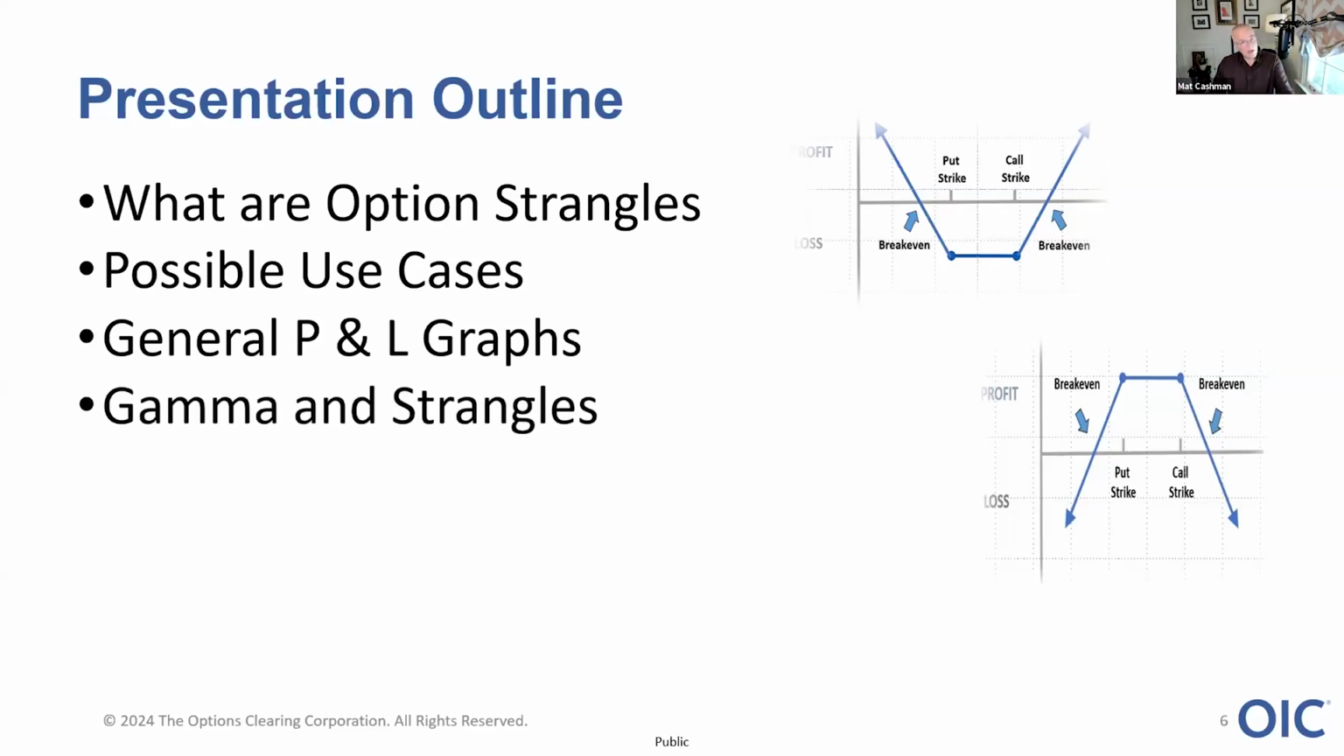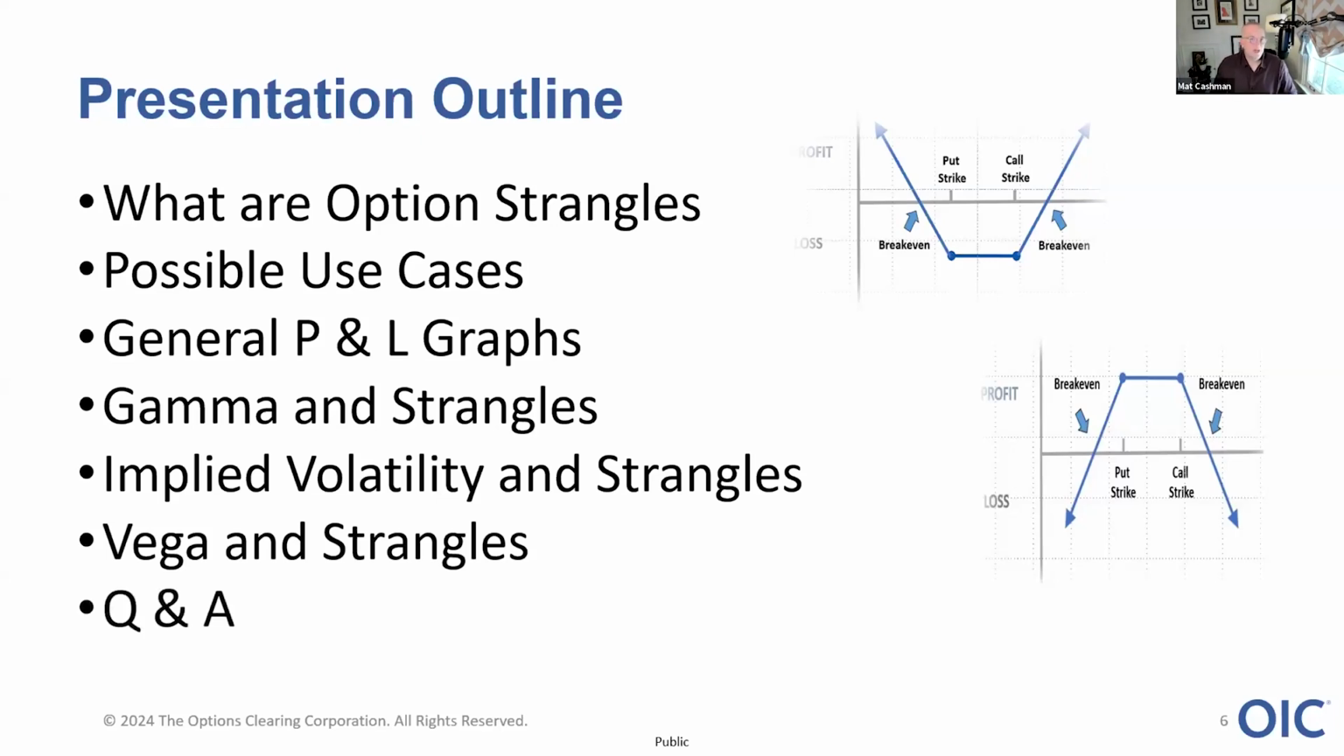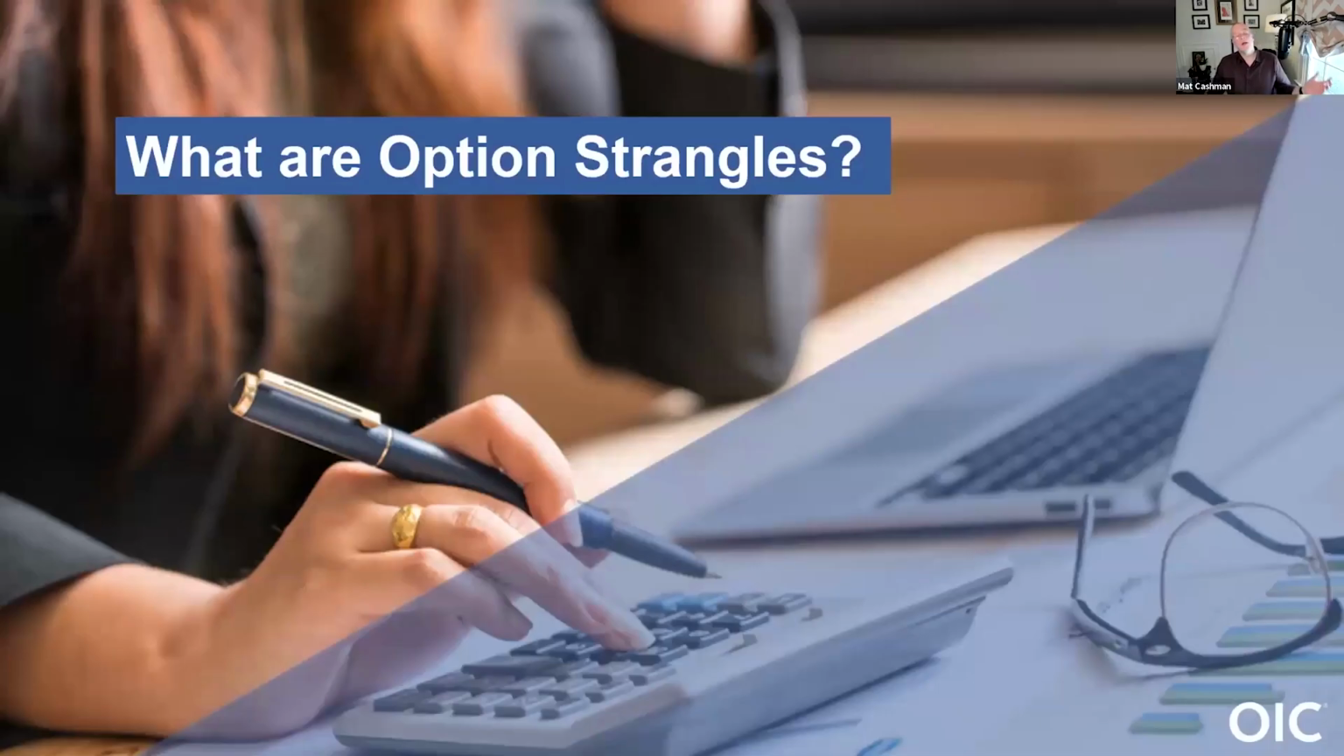We'll talk about gamma and strangles. We're going to talk about implied volatility and strangles. This is a function of what I just mentioned before, which is that they're different at different duration points on the options curve. Both of those things are important to think about when you think about the gamma and the vega of these strangles. Talk about the vega of strangles and what that means, and then hopefully we'll have some time for some Q&A. This is a little bit shorter than my normal presentation, so hopefully we'll have more time for Q&A at the end. So let's dive right in.